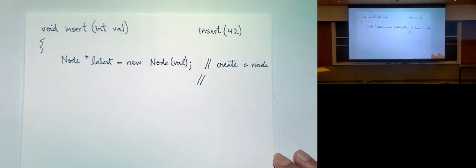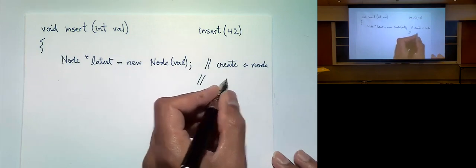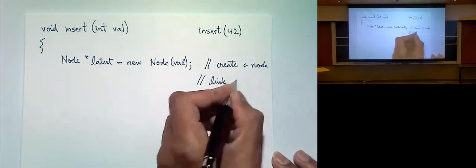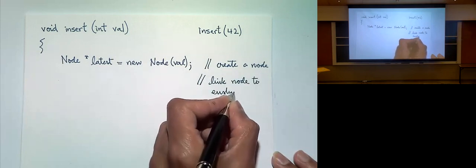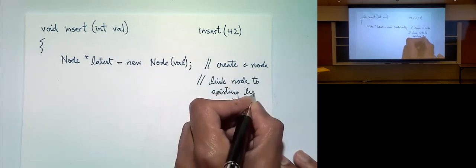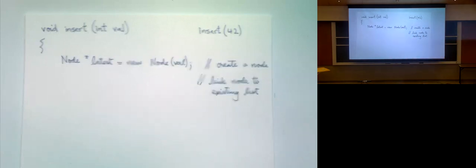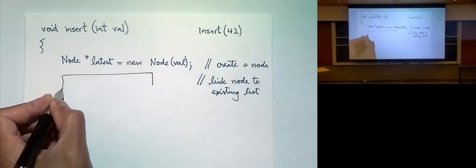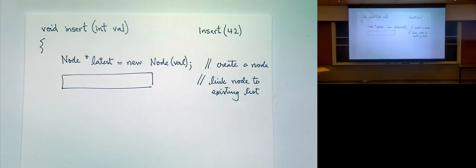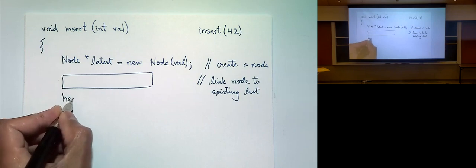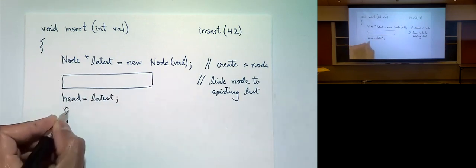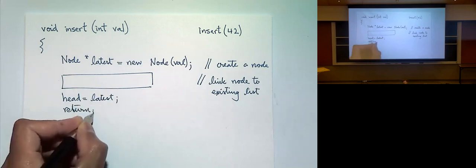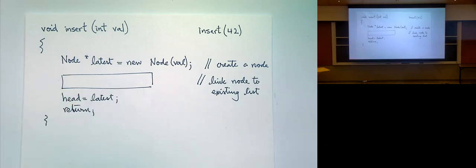The next line is I have to link the node to the existing list, which I'm not going to tell you what it is, but I'm going to give you some options here. So there's going to be some line of code that links this node to the existing list. Then I reset the head, and then I return. Okay, so the question is, what line goes there?